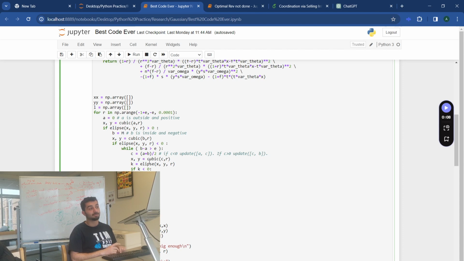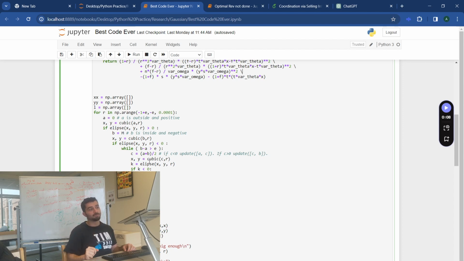So k checks if x and y, we get it for the ellipse, right? It sees the lambda, solves it, gives us the x, y completely based on lambda. So k computes if x and y, with the given r, we are inside or outside. For the c, k less than 0 means we are inside the ellipse, so we should choose c and a, right? k equals 0 means we are on the ellipse. c is the lambda.